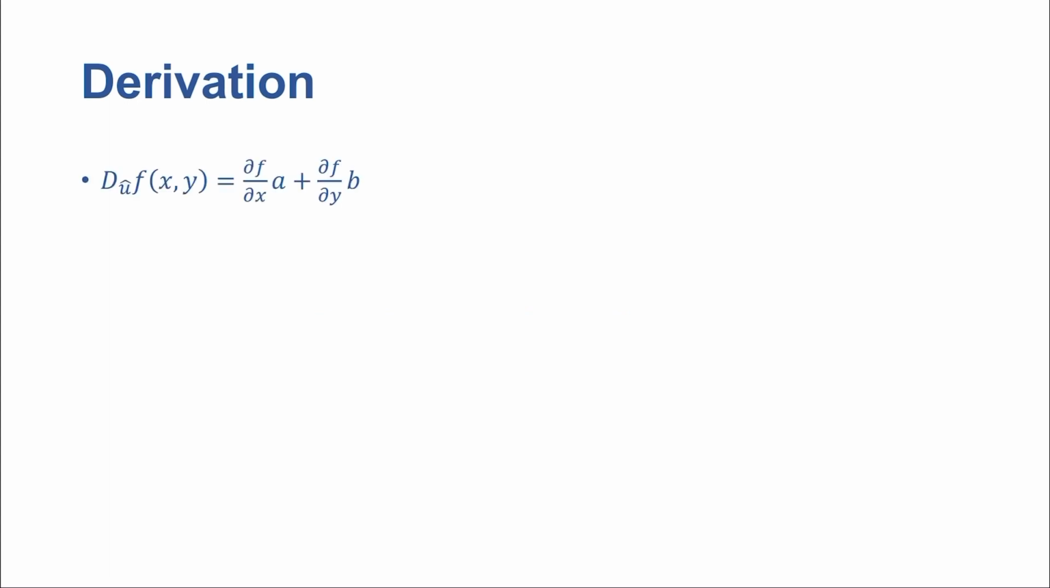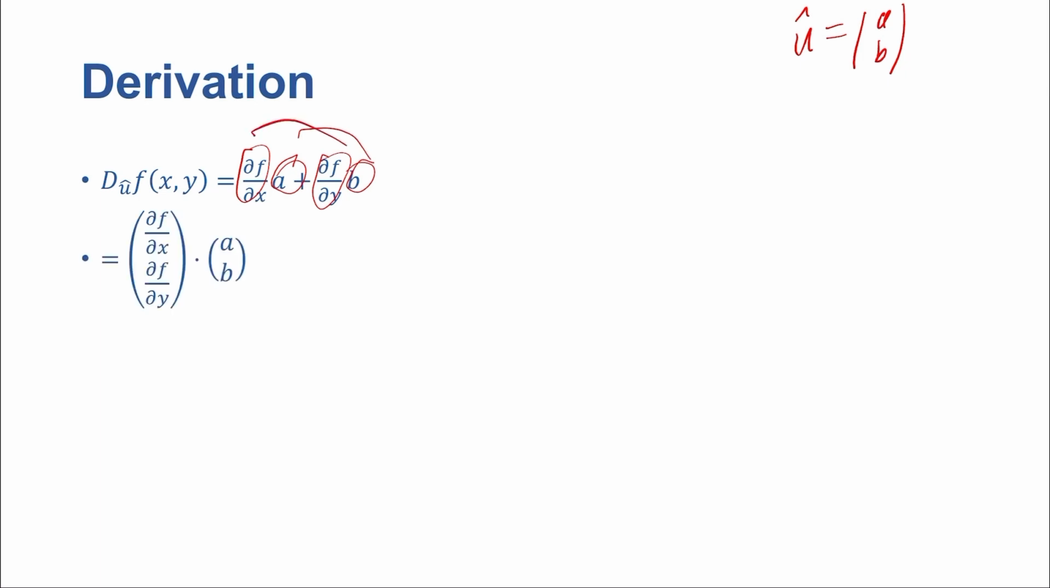So I'll derive this. We start with the definition of the directional derivative, which says that the derivative in the direction of some unit vector u of some function f of x and y, I'm doing the two-variable case, is equal to partial f partial x times a plus partial f partial y times b. And we say this such that u hat is equal to the components a and b, right? Okay, so what we do now is you can tell that we have some derivative term multiplied by some constant term. So both of these could be written as a dot product.